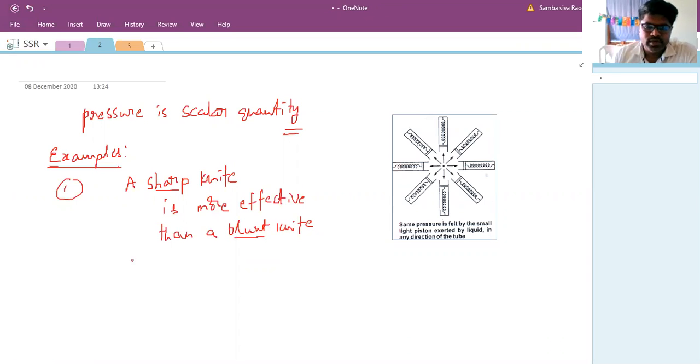If you take a knife like this, it has a sharp edge. When cutting wood or whatever you are trying to cut, consider where the force is acting per unit area. That means you are applying pressure, force per unit area, over the area of cross section of the knife.